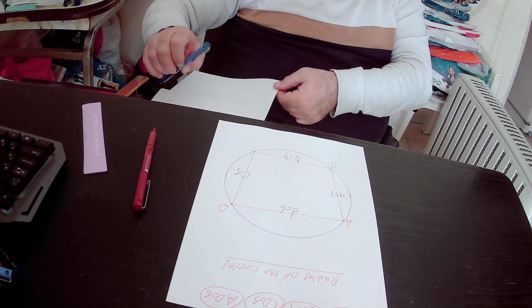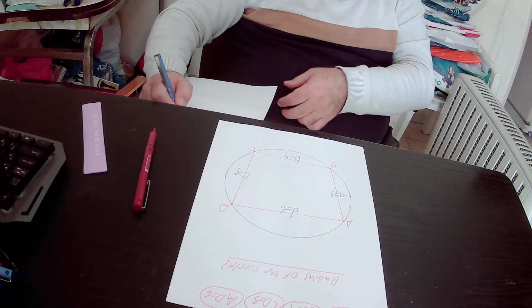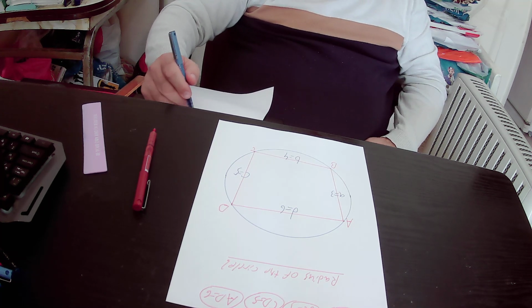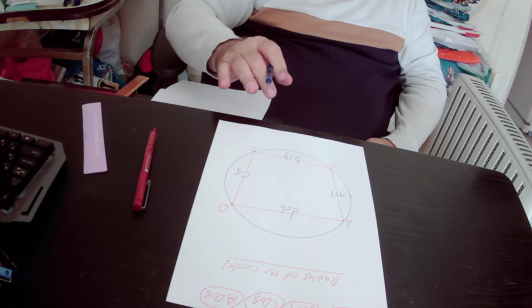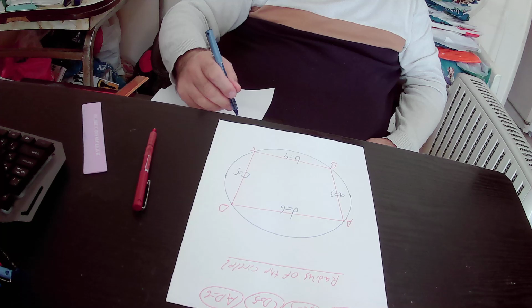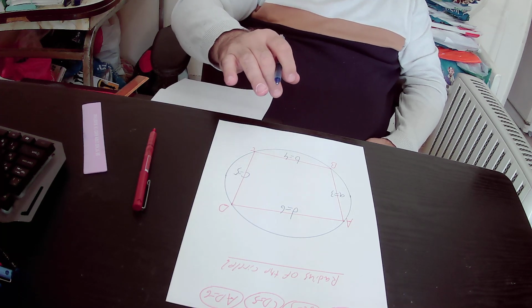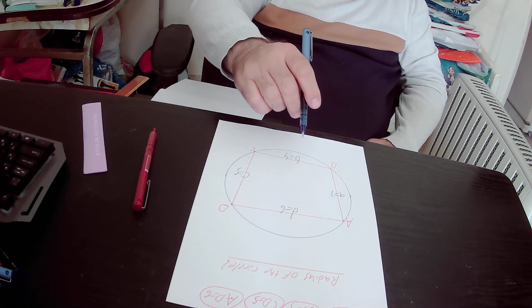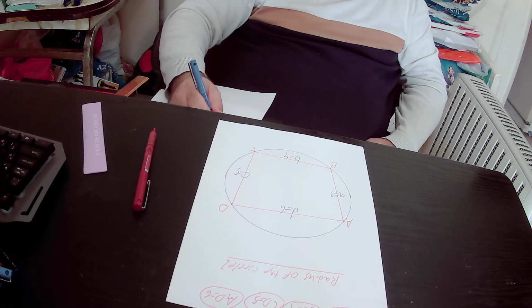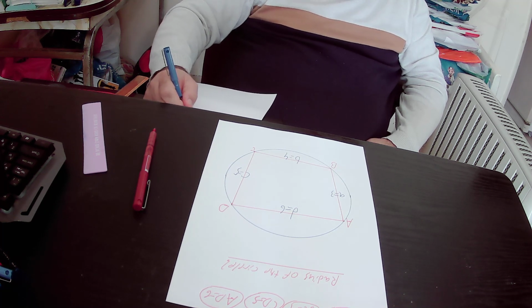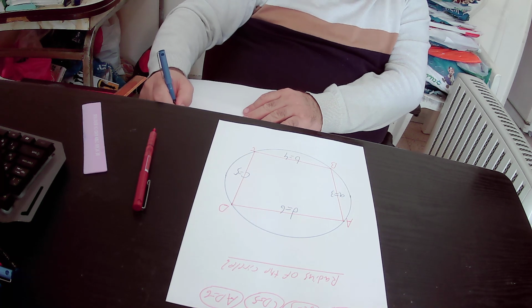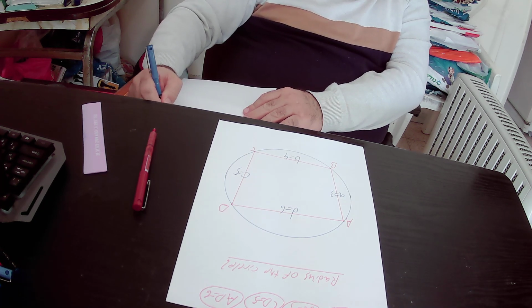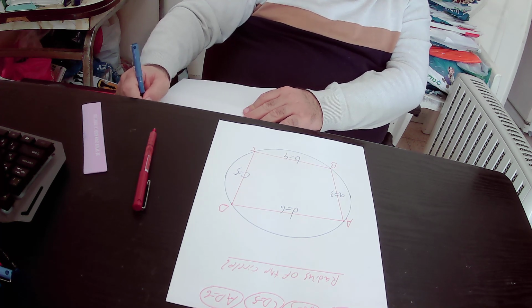So we have rule number 1. According to rule number 1, if we have quadrilateral ABCD that is inscribed by a circle, then the area of quadrilateral ABCD will be equal to the root of (S minus A) times (S minus B) times (S minus C) times (S minus D).